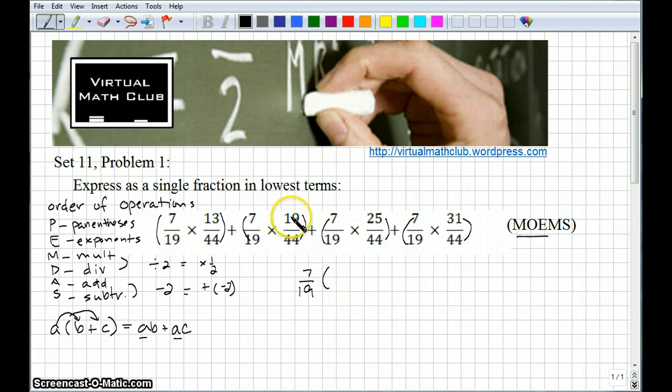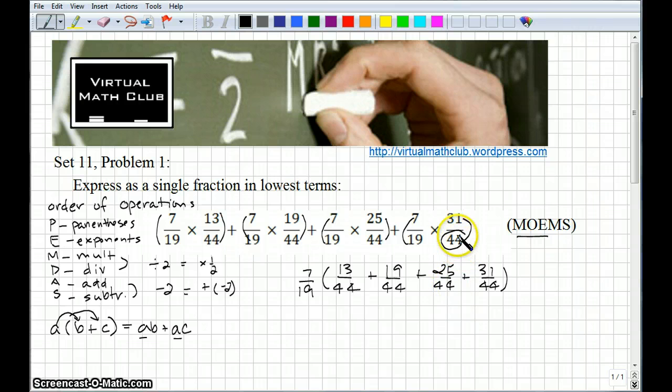13/44, 19/44, and 25/44, and 31/44 added together. So you could do it that way. But you can also notice that there's a factor of 1/44 in each one of the terms. So you can actually factor that out as well. You don't have to, and let me go ahead and just write that. 13/44 plus 19/44 plus 25/44 plus 31/44. Now that's pretty easy to add because you have all these fractions on a common denominator.